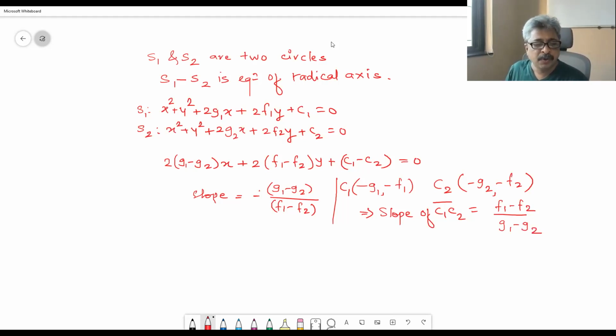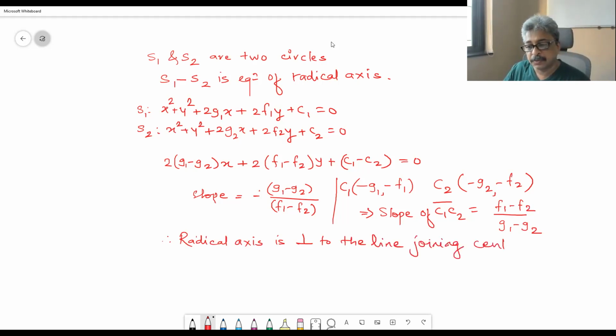Therefore, radical axis is perpendicular to the line joining centers. Okay, this is an important observation. I think we had done that earlier also.